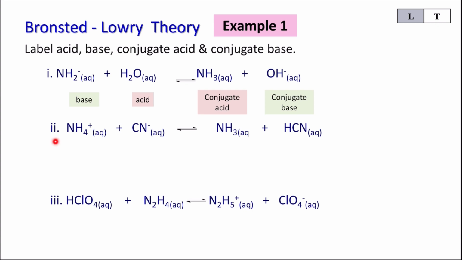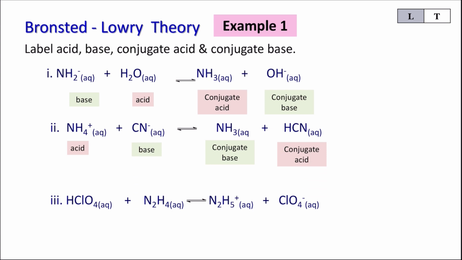Next, 2 Roman. Awak ada NH4 plus dengan CN minus. So NH4 plus dia akan couple dengan NH3. So awak nampak ada loss of proton kat sini. So bila loss of proton, automatic dia adalah acid bahagian reactant, conjugate base bahagian produk. And then CN minus dia jadi HCN. So dia accept proton. CN minus adalah base, HCN adalah conjugate acid.